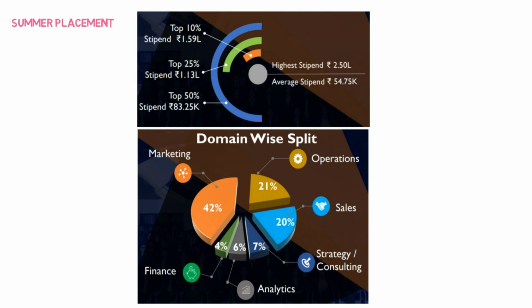If we look at which sectors the summer placement took place majorly, we can easily see that it was dominated by marketing, which was 42%, followed by sales, which was 20%. Now most of the colleges take marketing and sales into account together. So the percentage of students who were placed in marketing and sales is a total of 62%. Thus we can easily say that IIM Nagpur's summer placement is mostly based on marketing and sales. So if you are a student who wants to go into this domain, IIM Nagpur is a very good choice for him.